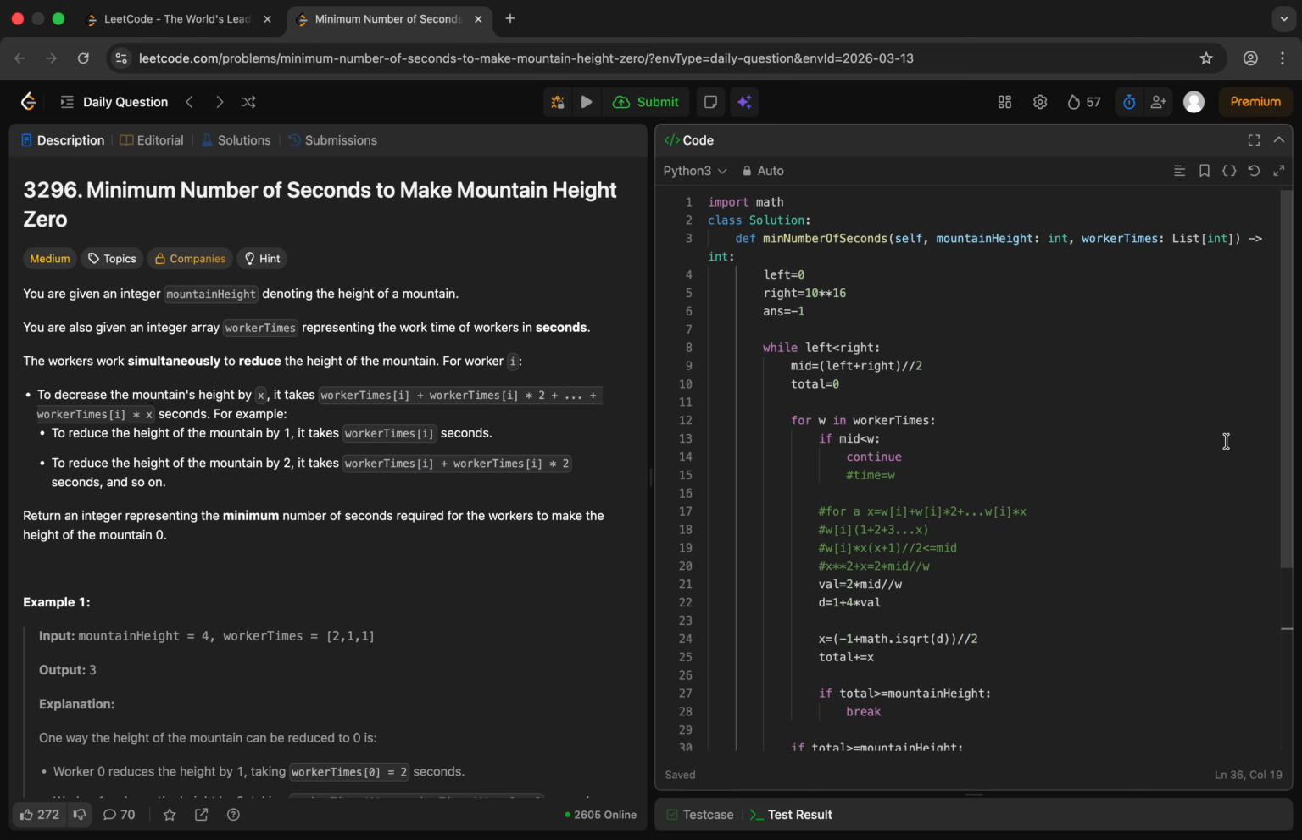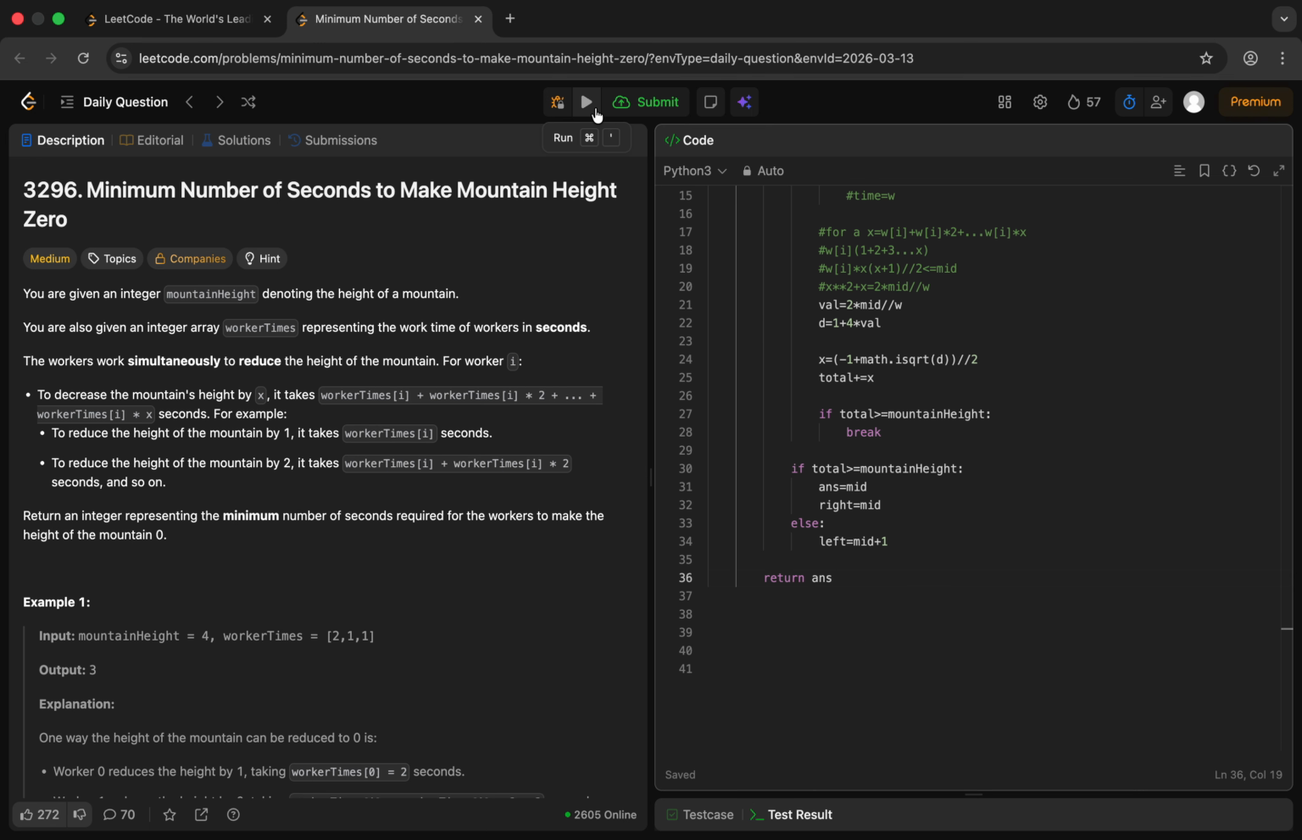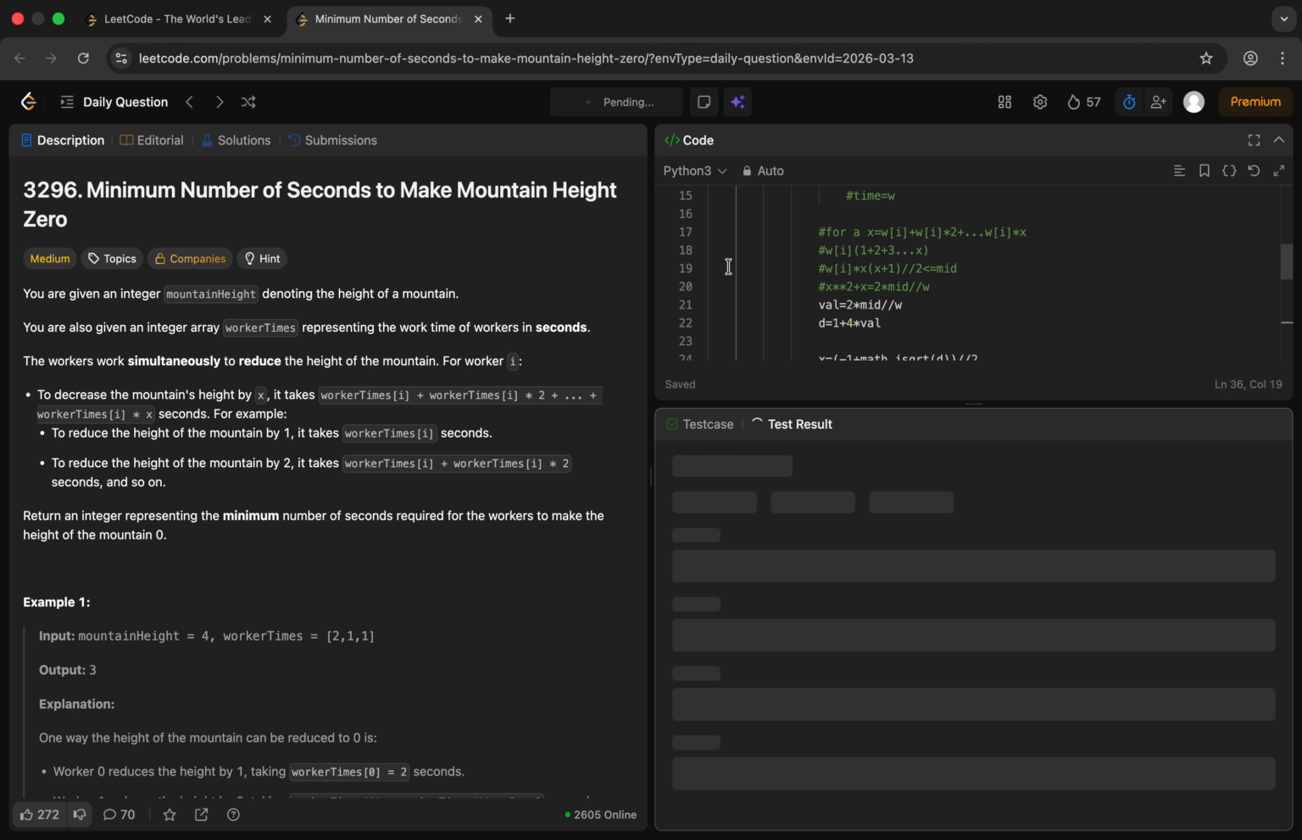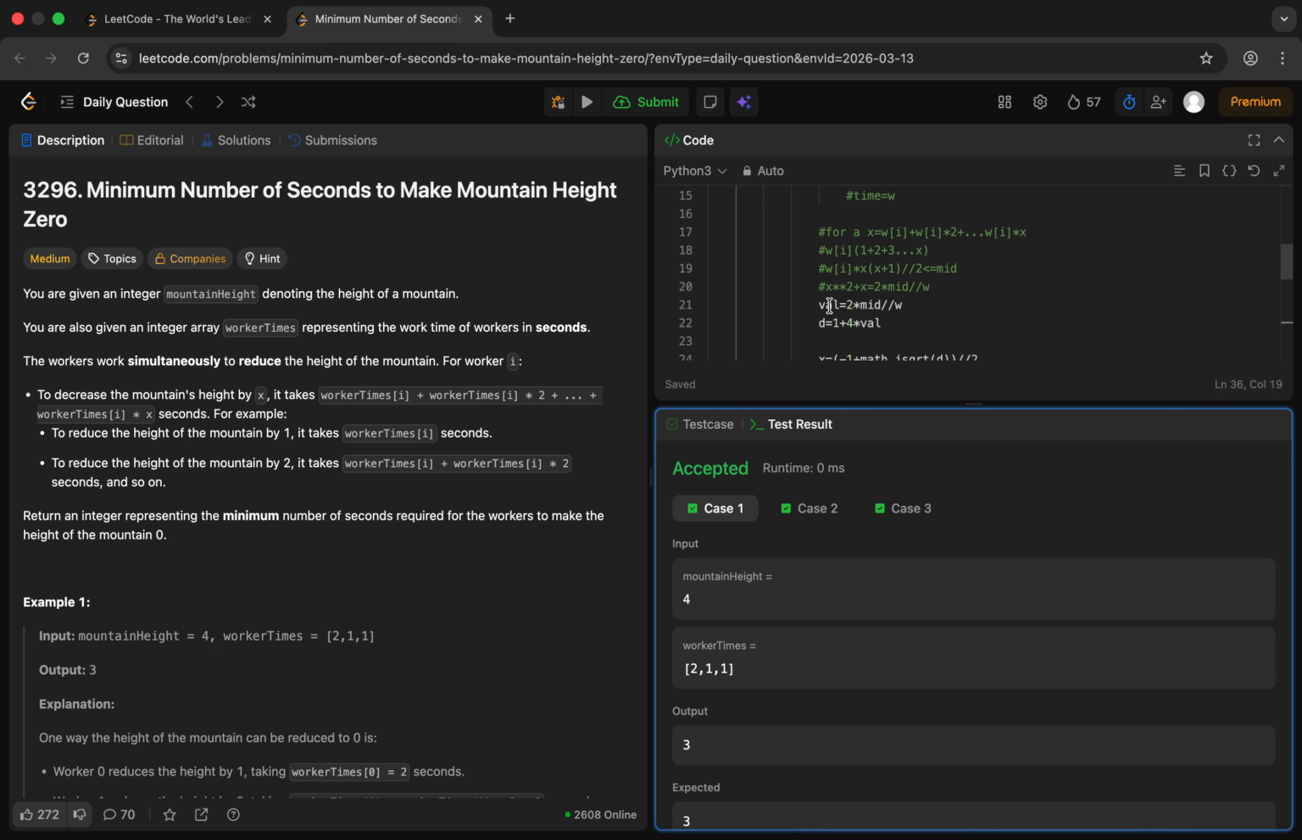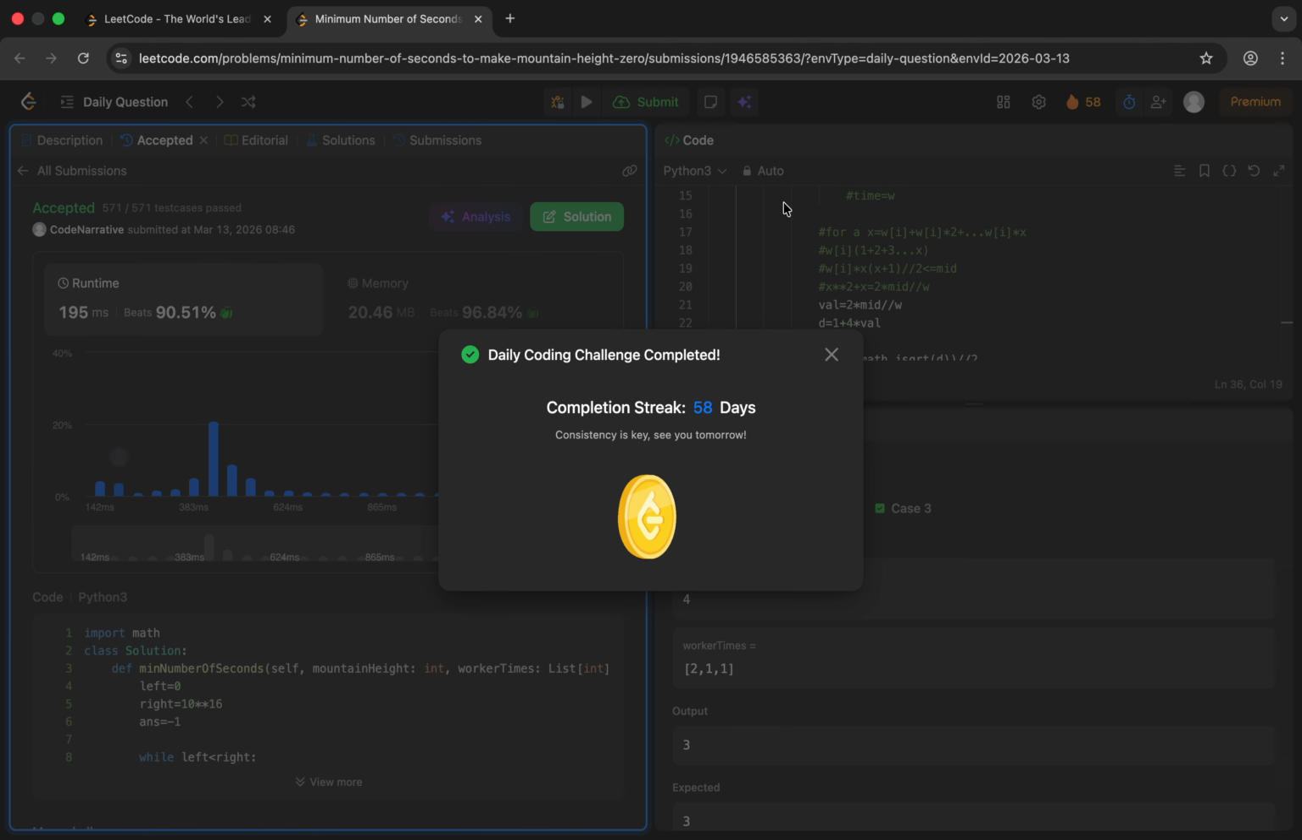Yeah, let's try to run and check if this works. Yeah, so the test cases have passed. Let's try to submit and check. Yeah, our code has passed successfully.